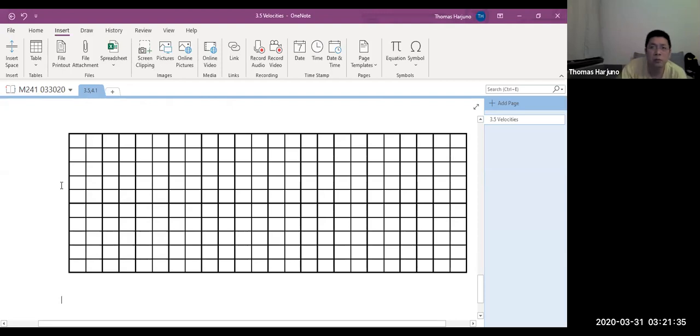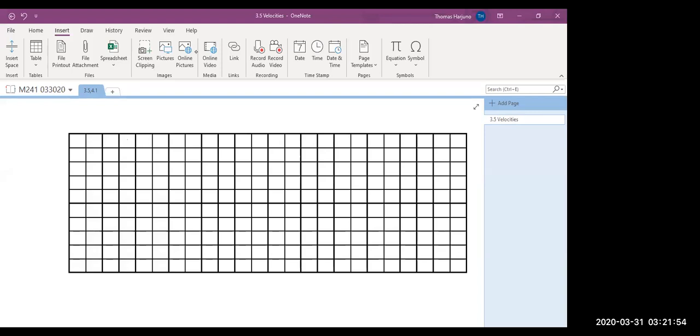Do you see this now? I wonder what you see. Oh yeah, you are at this page here. Do you see this graphing paper? Yes, I see it.